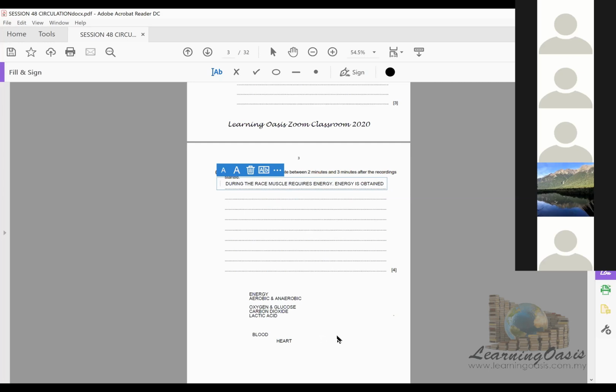Now, the heart beats faster to carry more blood to the muscle to do what? To carry oxygen and glucose to the muscle for aerobic respiration. And then what happened? To carry away carbon dioxide from aerobic respiration and lactic acid that is produced during anaerobic respiration. That is 4 marks. Wow.